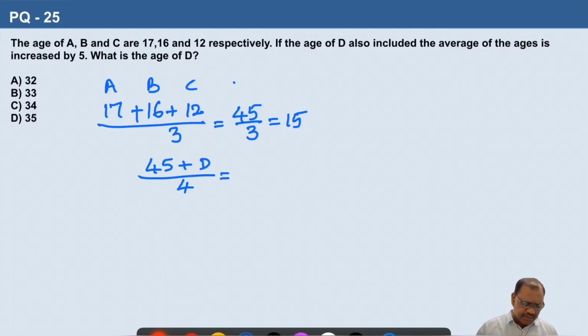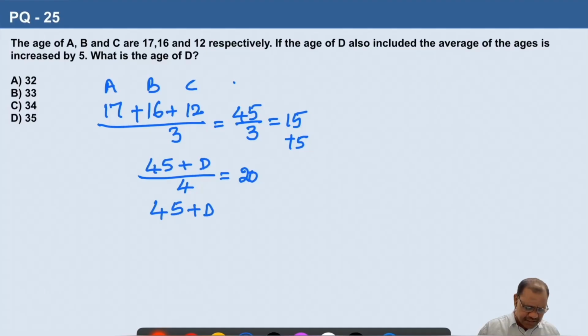So, 45 is the sum of the ages of A, B and C, and when the age of D is included, the average increases by 5. So, the previous average is 15. So, it becomes plus 5, which is 20. So, if you add 5, you will get 20. Simplify this and find the value of D.